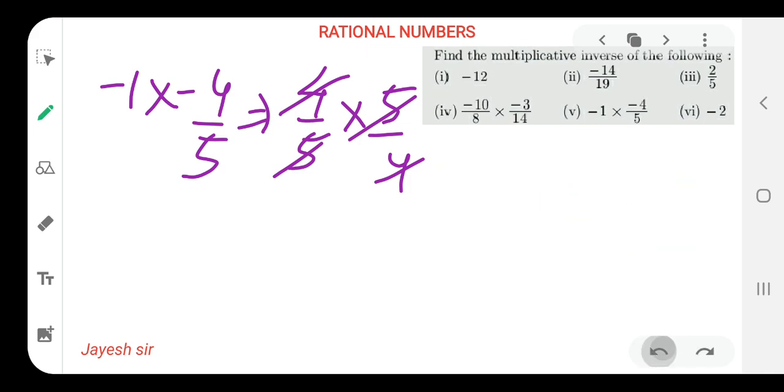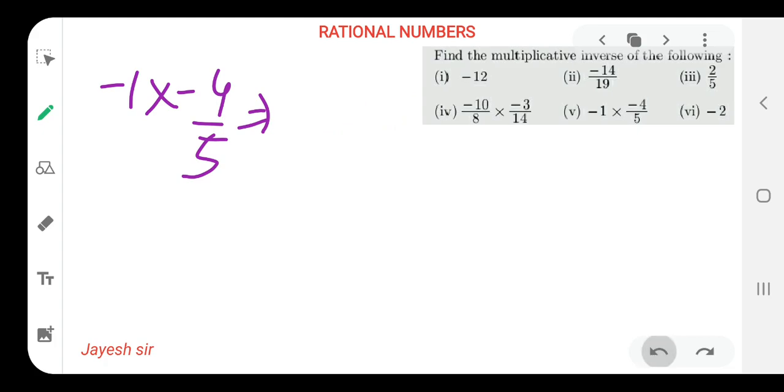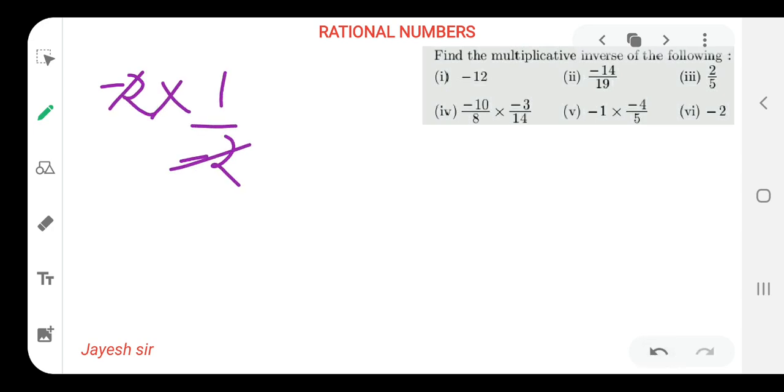So let's move to our next sum, that is minus 2. What should be multiplied with minus 2 to make it 1? The reciprocal of it, that is 1 upon minus 2. Minus 2 cancels, that is 1.